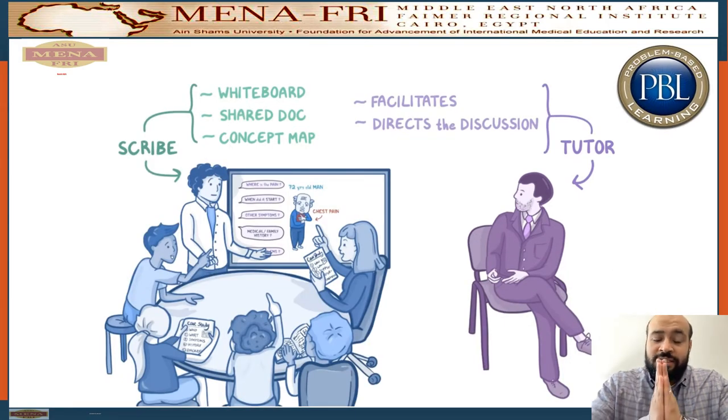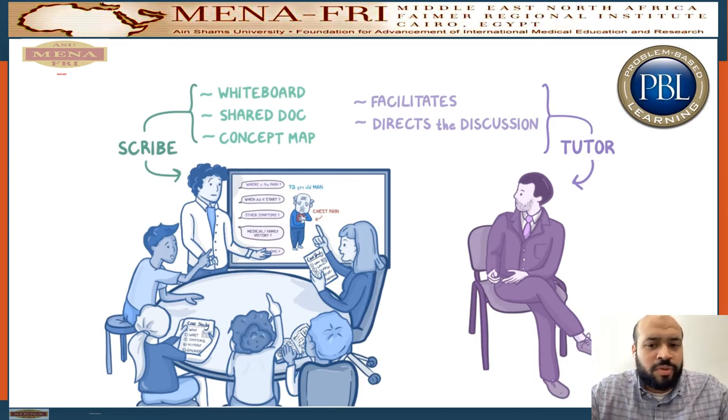Again, this will be the setting of a PBL session. The students are collected in a mini conference. As you may recall from the first presentation, a small number of students can be conducted on a large number of students. You have to all participate. So this small number of students are meeting in a conference-like setting. They have a whiteboard, a shared document, and a concept map, virtual or real life.